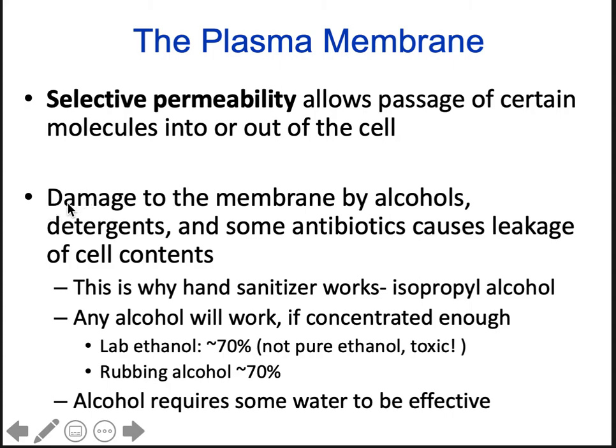We already talked about this, but you can damage a membrane by exposing it to alcohol. Okay. Other types of detergents can also do this, and certain antibiotics can as well. So the reason hand sanitizer works is because it's made up of 70% or up to 95% isopropyl alcohol, which is rubbing alcohol. You could use a different type of alcohol, but this is cheap and readily available.